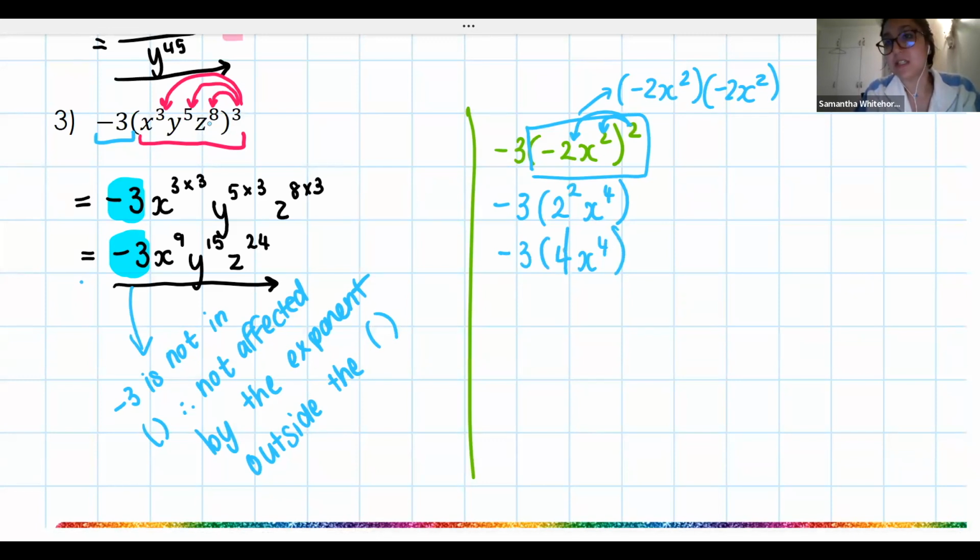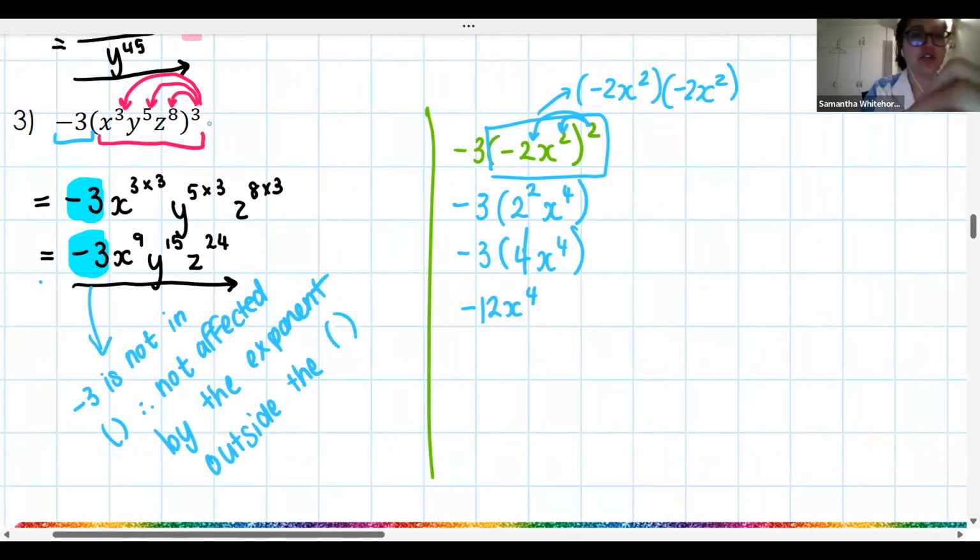And now I can multiply those numbers. So -3 times positive 4 is -12, -12 x to the power 4. Oh, okay. Okay. However, I just want to show you something else.